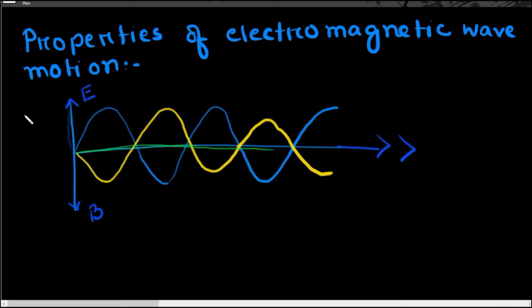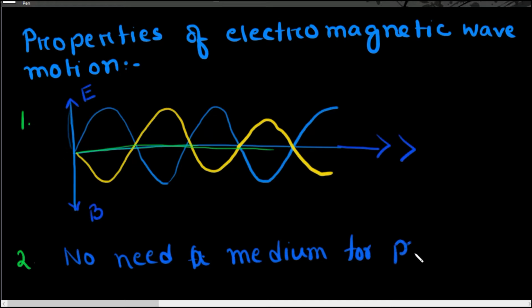Number 2 is that electromagnetic waves do not need a medium for propagation. So they can travel in a vacuum. Number 3 is there are different types of electromagnetic radiation which differ from one another in terms of wavelength or frequency, and they are known as the electromagnetic spectrum.